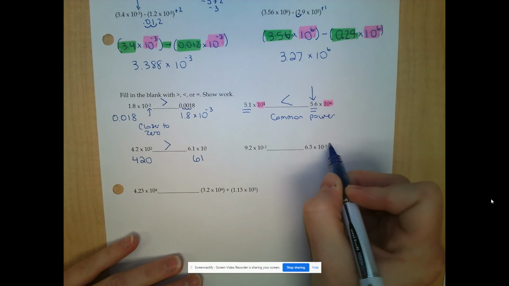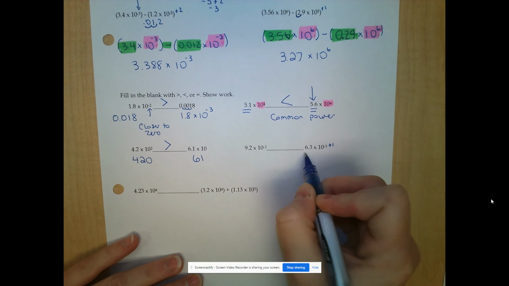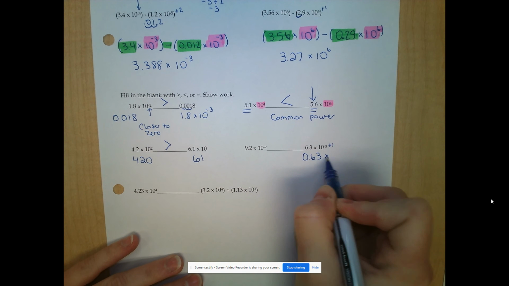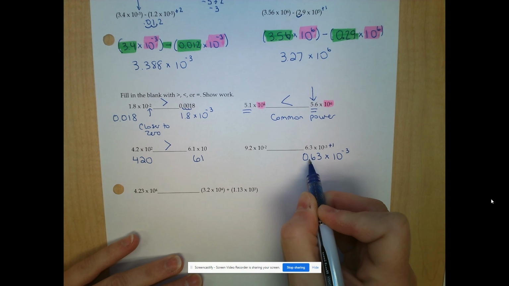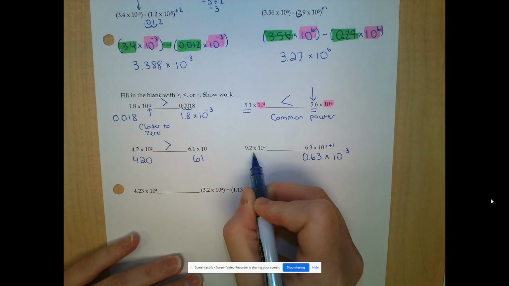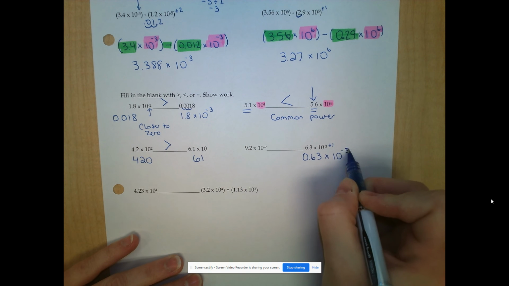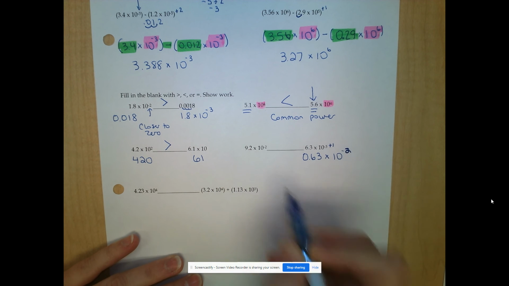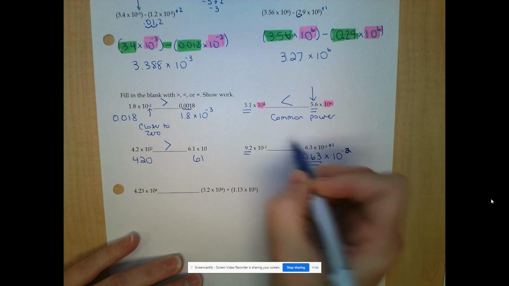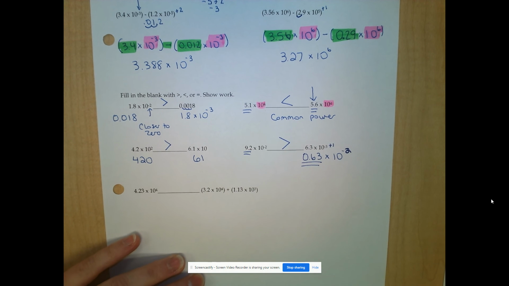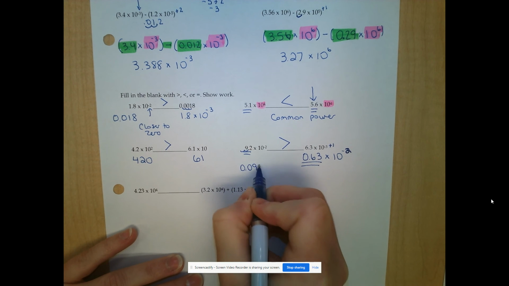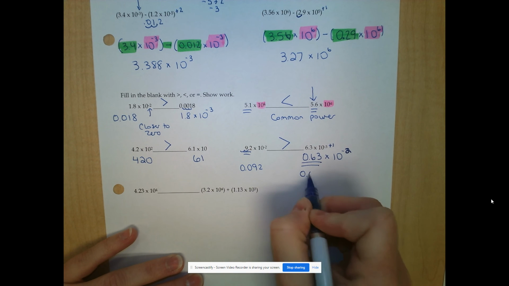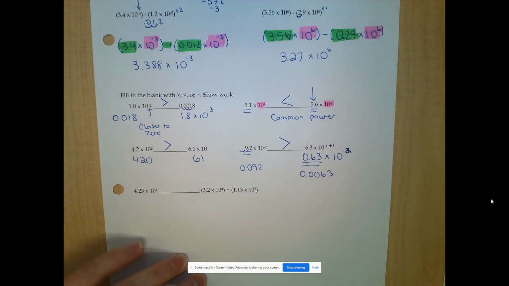9.2 times 10 to the negative second, 6.3 times 10 to the negative third. Option number 1, get them so that they have the same power. If I add 1 to the exponent, I have to get smaller by 1 power of 10. Now I'm comparing 10 to the negative second, 10 to the negative second because I added 1. I'm comparing 9.2 and 0.63. The 9.2 is larger. Your other option is to take it out of scientific notation. And this one would have to move 3 places. And you can also compare them in standard notation to know which one's larger.